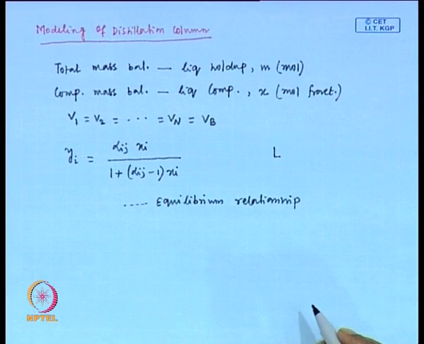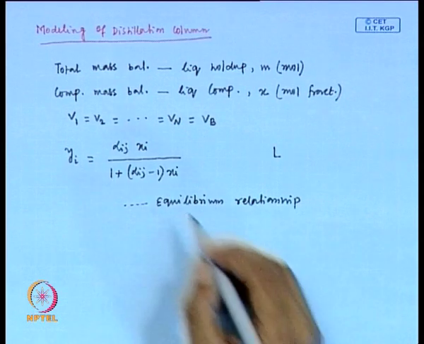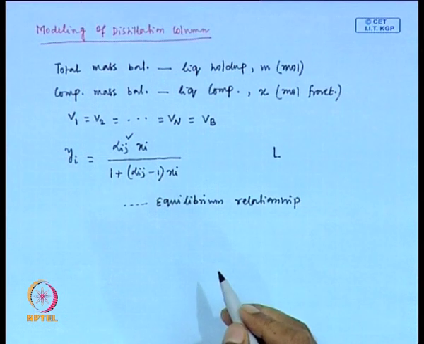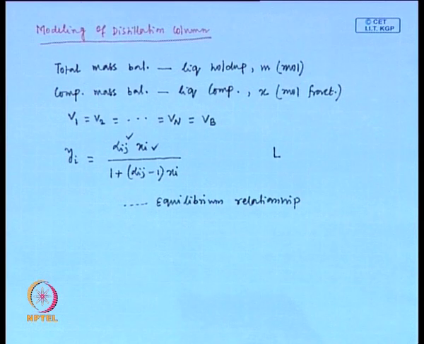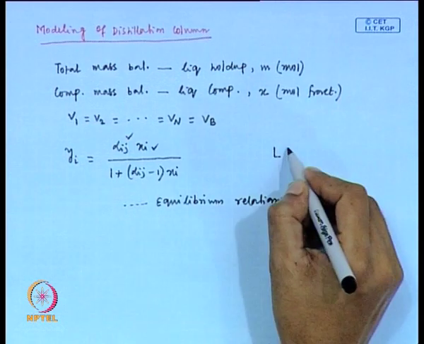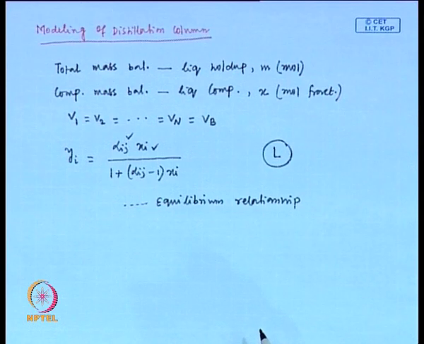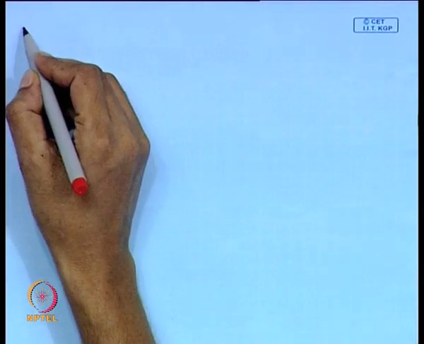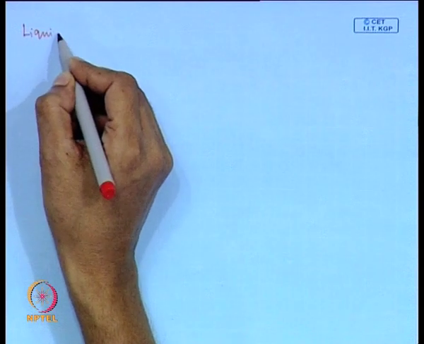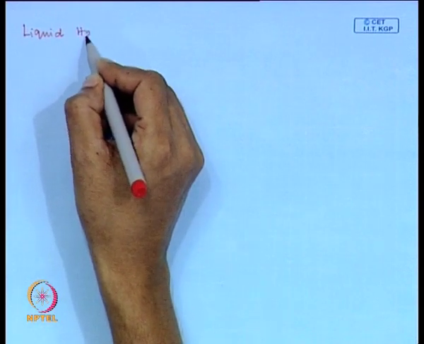Our assumption is that alpha I j remains constant throughout the column. So, alpha I j is known, x we can get from the component mole balance equation or component mass balance equation. So, we can calculate the vapor composition. Today, we will discuss the calculation of liquid flow rate. That means, we will discuss liquid hydraulics.